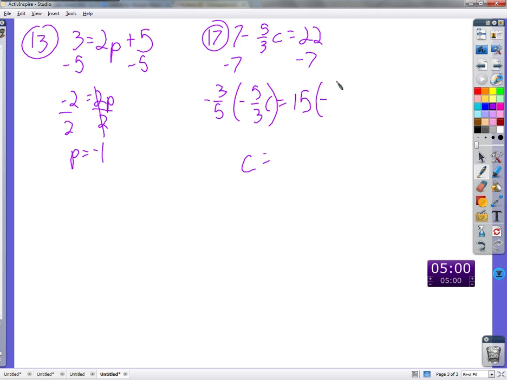And over here we have negative 3/5. You can put this over 1 if you like. I usually do that in my head anyway, just to be safe. That's straight across. The 5s could cancel. I get a 3. 3 times a negative 3, negative 9.